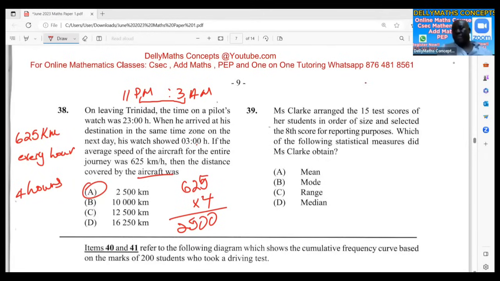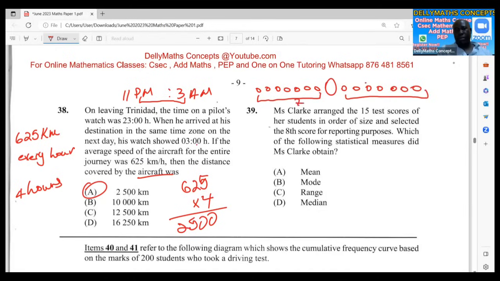So if I have 15 things, for example, 1, 2, 3, 4, 5, 6, 7, 8, 9, 10, 11, 12, 13, 14, 15. You're definitely seeing that you have 7 there, and you have 7 there. So you're seeing the 8th term in the middle right here is my median. This is my 8th term. This is my median right here, my middle term.